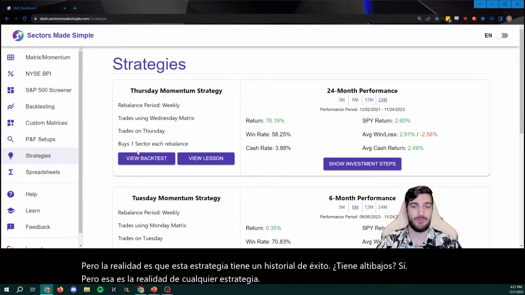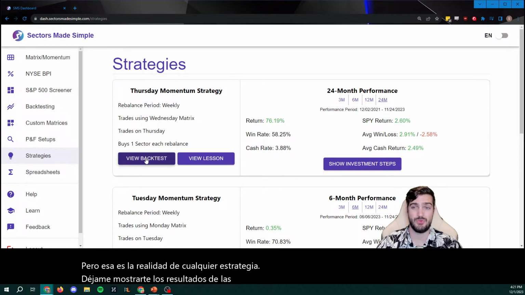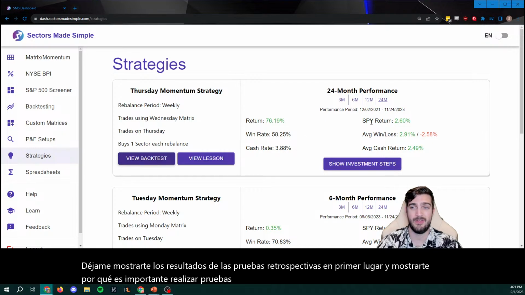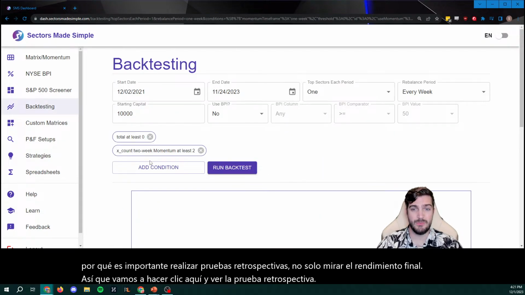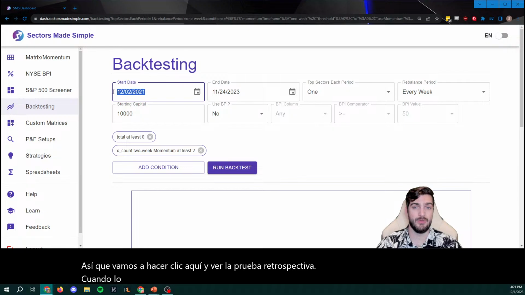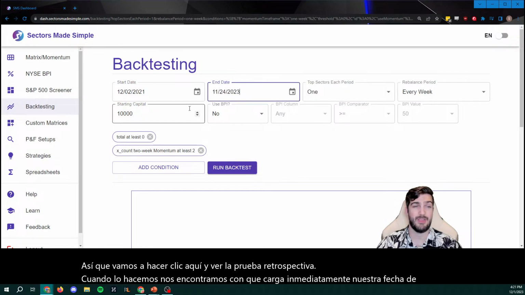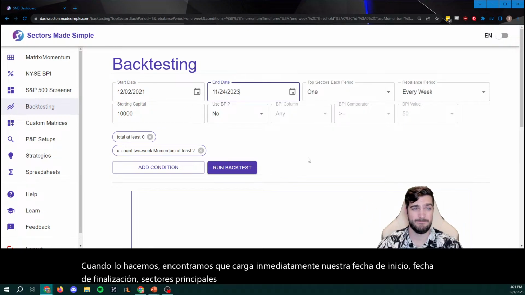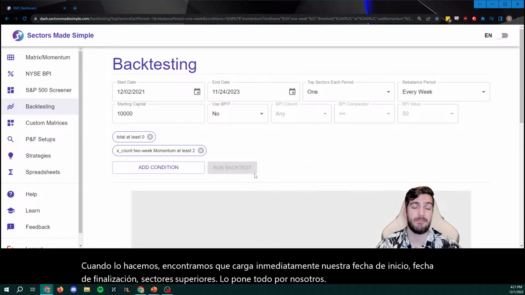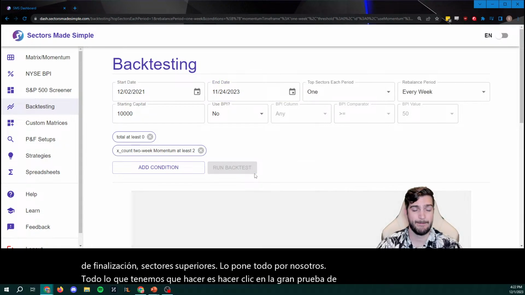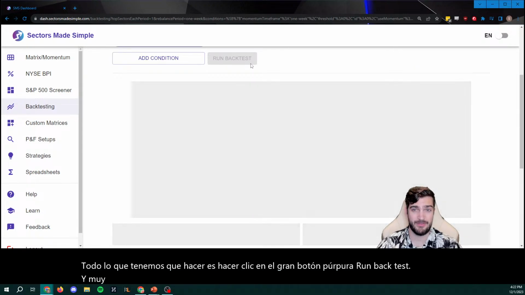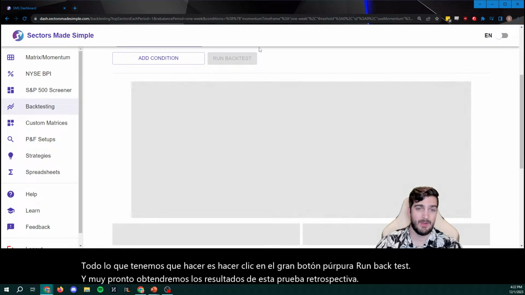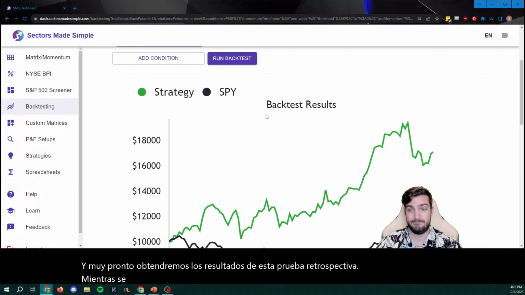Let me show you the backtesting results first, and show you why it's important to run backtests, not just look at the end return. So we're going to click here and view backtest. When we do, we find that it immediately loads our start date, end date, top sectors. It puts in everything for us. All we have to do is click the big purple Run Backtest button. And pretty quickly, we will get the results of this backtest. While it's loading up, you need to wait.